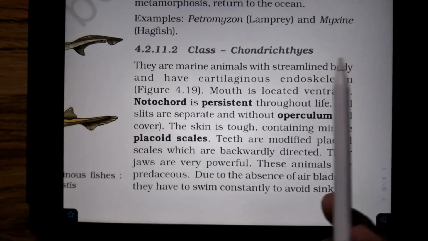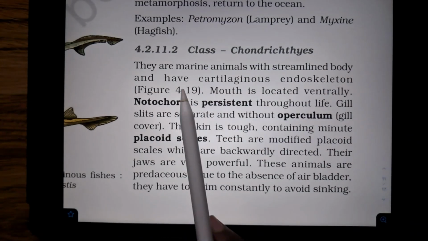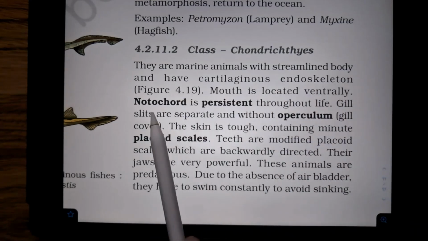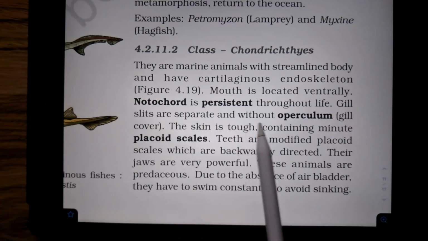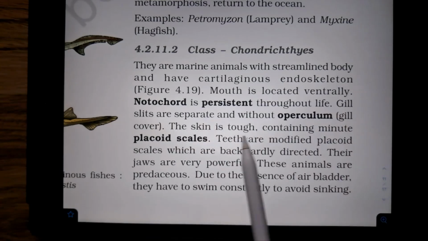Class Chondrichthyes. These are marine animals with a streamlined body and a cartilaginous endoskeleton. Mouth is located ventrally. Notochord is persistent throughout life. Gill slits are separate without operculum, which means gill cover. The skin is tough, containing minute placoid scales. Teeth are modified placoid scales which are backwardly directed. Their jaws are very powerful.